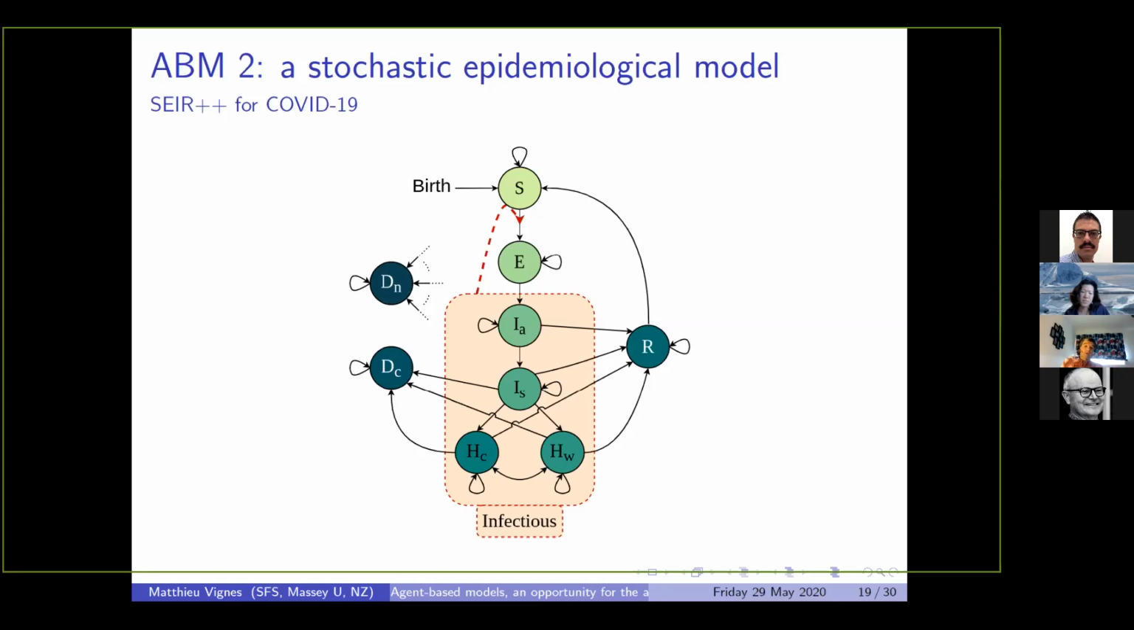And what happens when you're infectious: either you recover, that's the R node on the right, or you die. And when you recover, what I included in my modeling is that you could become susceptible again. So for all these stages in the evolution of the epidemic, I need to set probabilities and evolution times as well. That's where my huge list of parameters appeared.